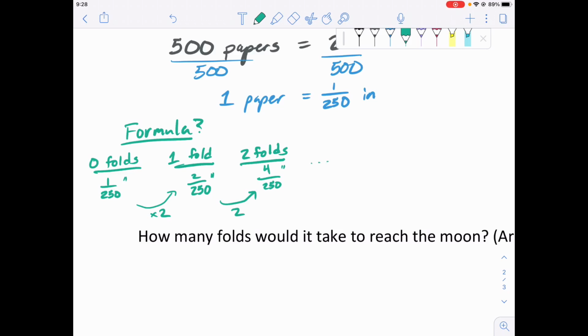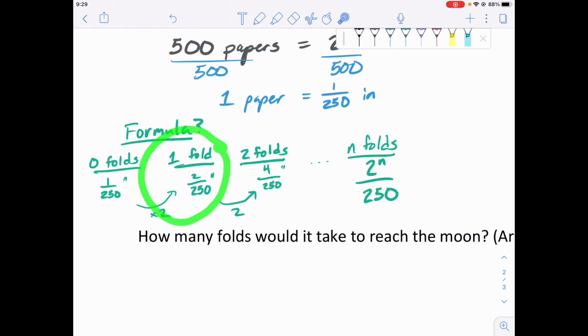Keep going. We're looking for n folds. This is going to be our formula. Well, once we folded 1 time, we multiply by 2 once. Folded 2 times, we multiply by 2 twice, right? If we do 3 folds, we're going to multiply by 2 again, so that's 3 times. So we're going to end up with 2 to the n over 250. That's because the first fold is a multiplier. This is a little bit different than the way we did it before, because we're kind of counting at 0. So this is going to be our formula.